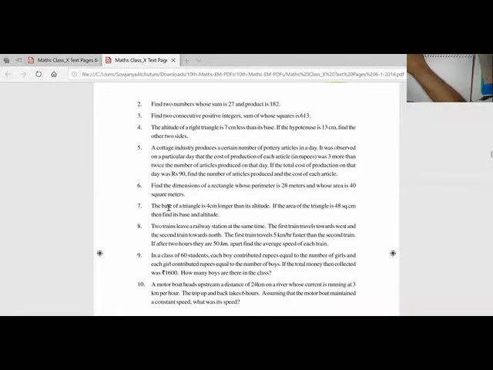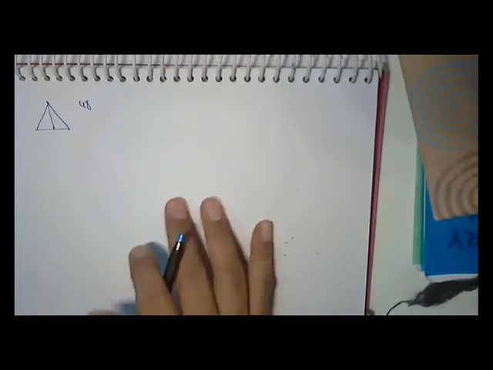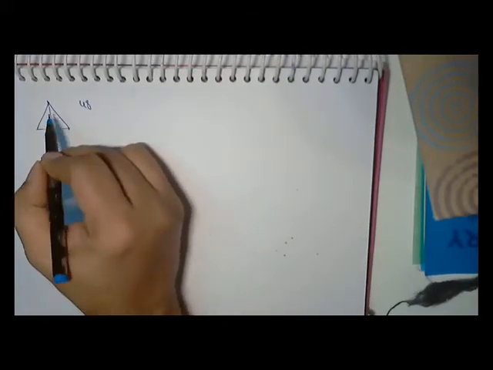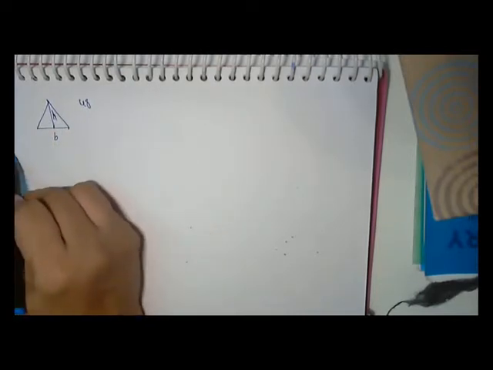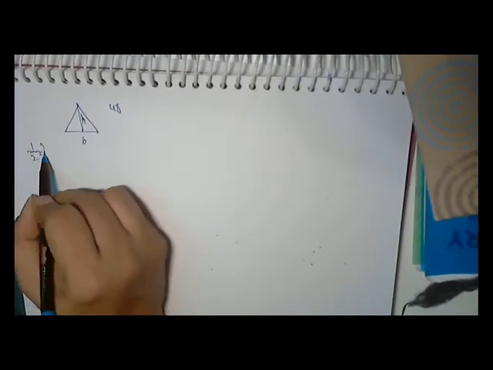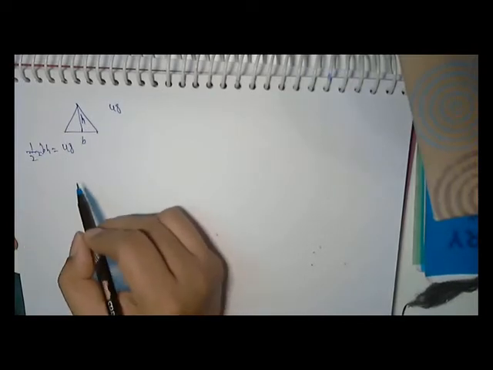Let us see this. The base of a triangle is 4 centimeters longer than its altitude. The area of the triangle is 48. Find the base and altitude. So this is the base. This is the height. Altitude is height. What is the area of a triangle? Half b into h is equal to 48.